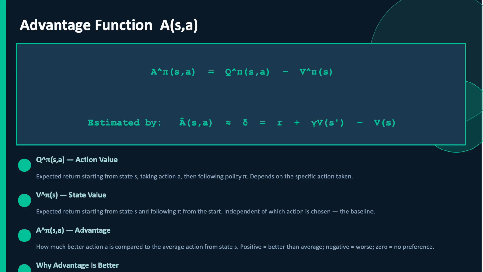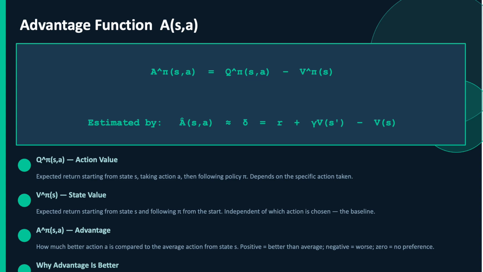Why does the advantage function matter? Because Q pi of s, a contains two components: how good the state s is to be in and how good the specific action a was relative to the alternatives. V pi of s captures the first component, the inherent value of the state, and subtracting it leaves only the second. This centering removes the noise that comes from being in a particularly good or bad state and focuses the gradient signal purely on whether the action itself was above or below average.